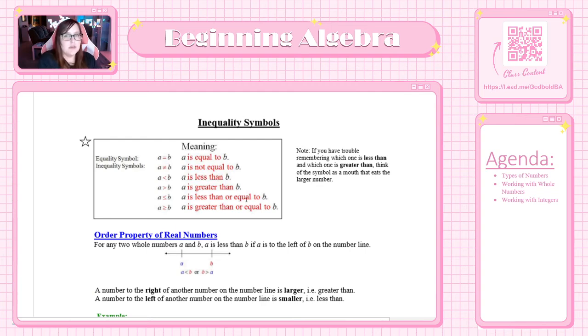Let's talk about inequality symbols. So the equality symbol, it's just the equal sign. But the inequality symbols, there's a few of those. There's a not equal to, there's the less than, there's the greater than, there's a less than or equal to, and then there's a greater than or equal to.